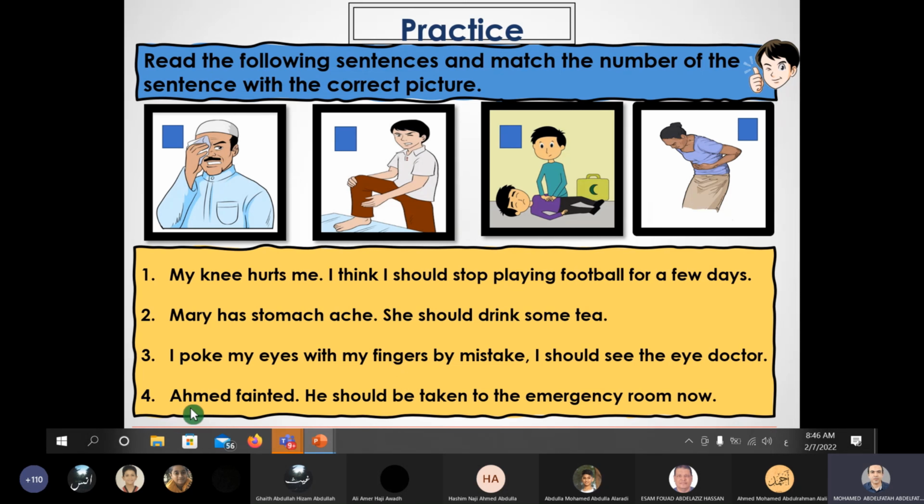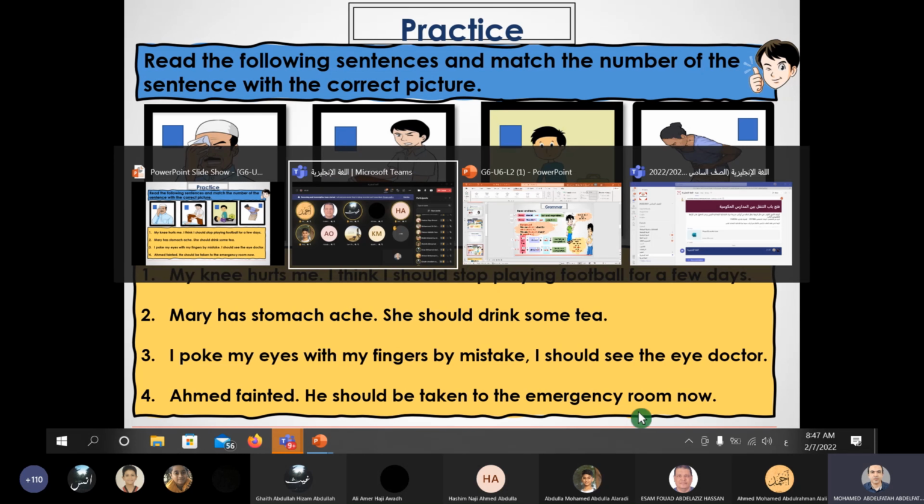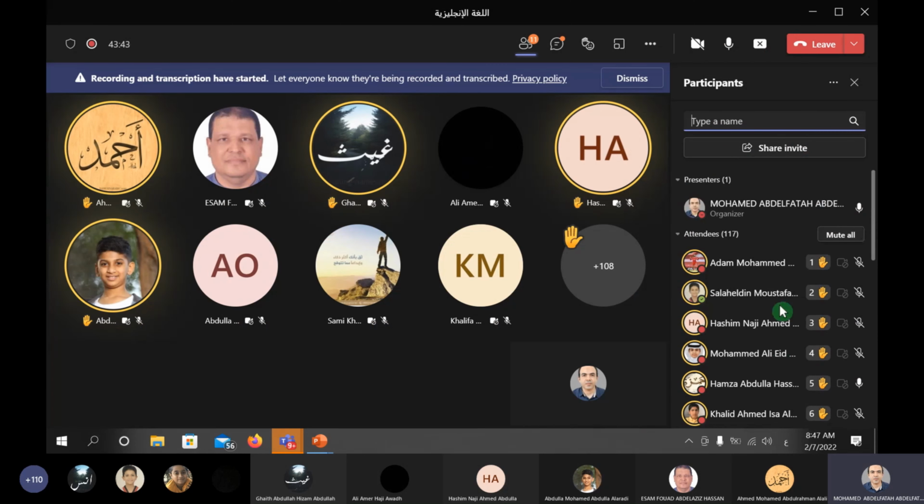4, Ahmed fainted. He should be taken to the emergency room now. Sometimes it happens at school, some students faint and we take them to the emergency room. Okay, now students, I will pick one of you to read the sentence and the rest of the class will tell the correct picture.